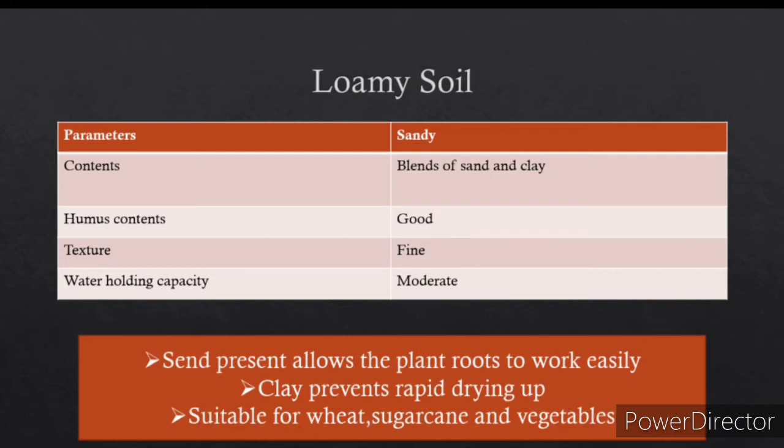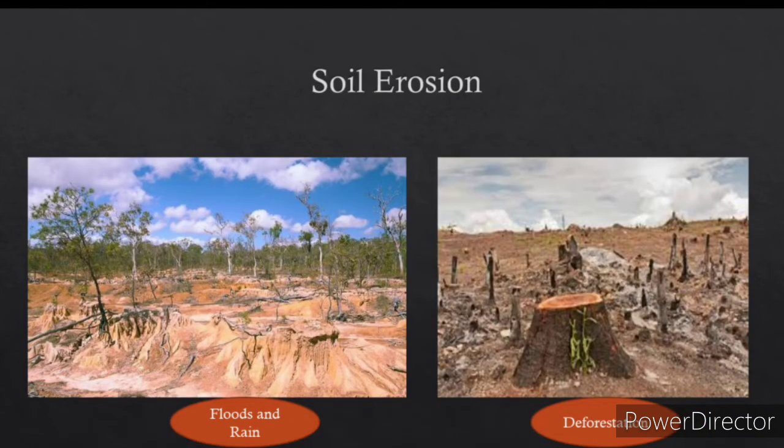The next comes loamy soil. It is a blend of sand and clay, that means a mixture of sand and clay. Then humus content is good, its texture is fine, and water holding capacity is average, or we can say moderate. Sand presence allows the plant roots to work easily. Clay prevents rapid drying up, and it is suitable for wheat, sugarcane and vegetables.